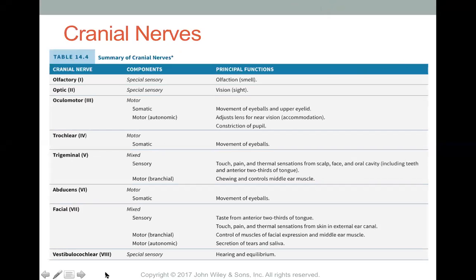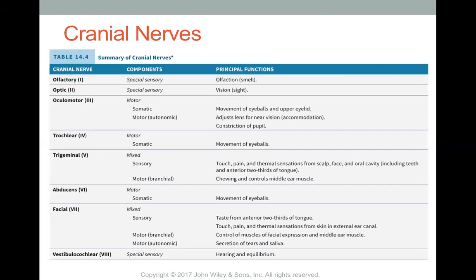The cranial nerves. This is a portion of chapter 14. This table here gives you a nice summary of your cranial nerves. It lists each nerve with its name and its corresponding number for 1 through 12. Also tells you the components.